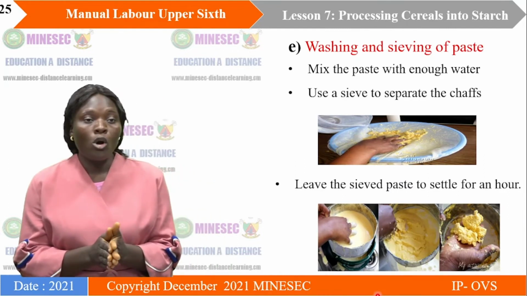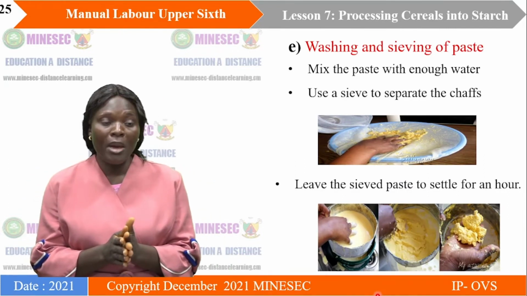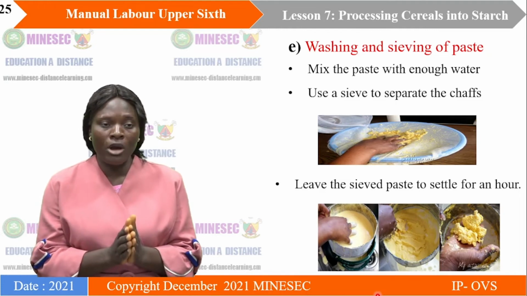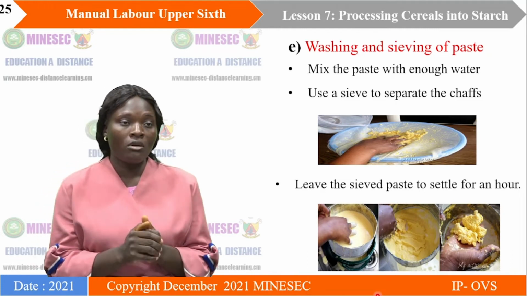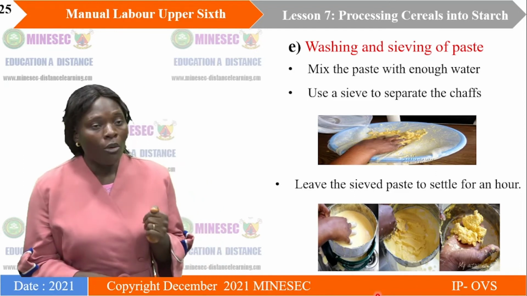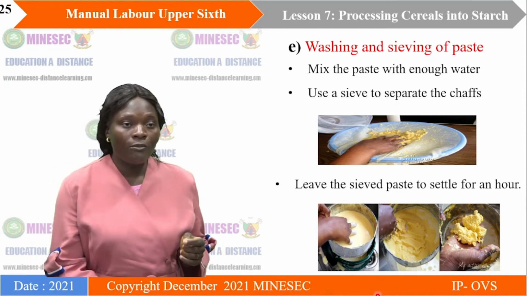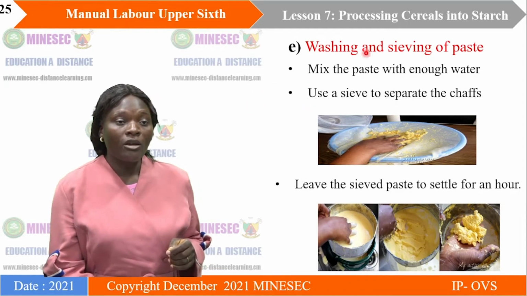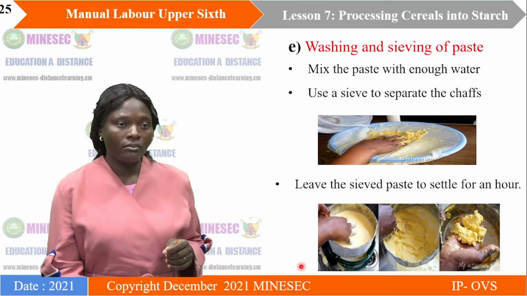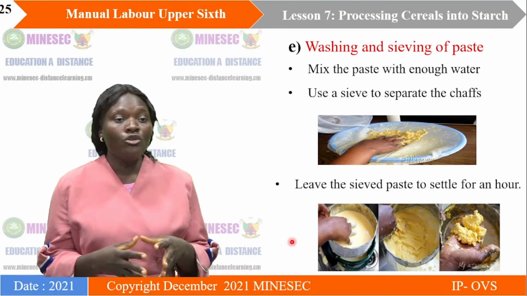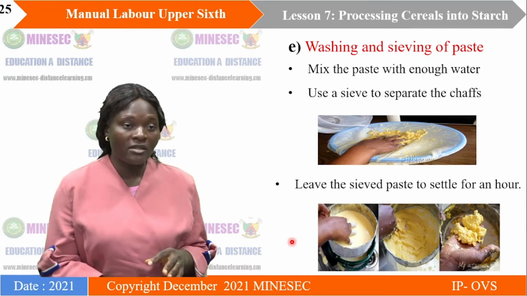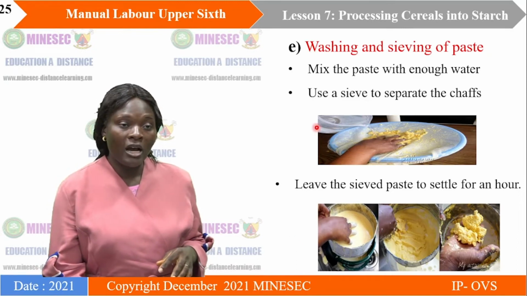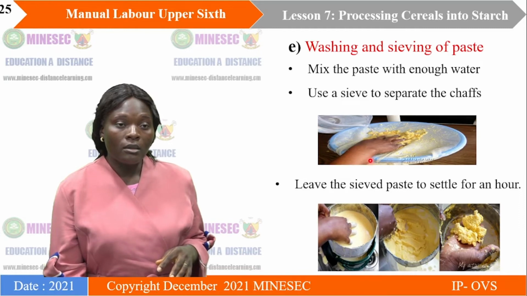E, washing and sieving of paste. Remember, we are still on preparing the material. We are still preparing the maize for the starch. So we are on E, which is washing and sieving of paste. So after grinding, you mix the paste with enough water. When you mix with enough water, use a sieve to separate the chaffs. So you can see how a sieve is being used to separate the chaffs.